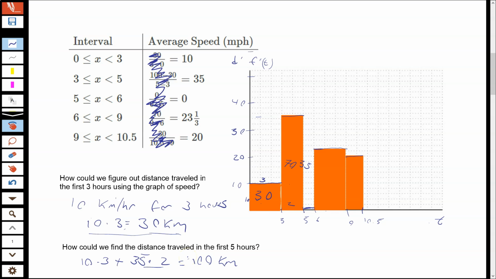So the answer to my question, how do we connect these numbers that we use to find distance from speed to the graph, is it's the area underneath the graph. Okay. And that's an integral.